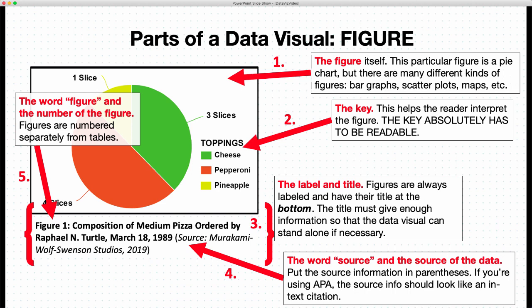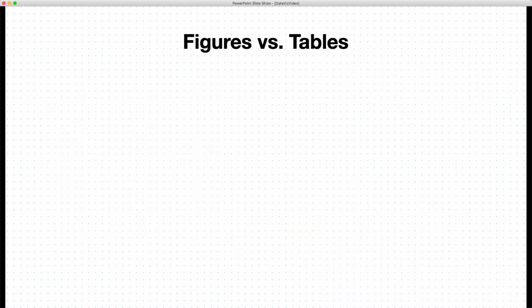Figures are numbered separately from tables. So if you have 2 tables in a document and 1 figure, you'd have table 1 and table 2 and figure 1. If you had 5 figures in a document and 2 tables, you'd have figures 1, 2, 3, 4, 5 and tables 1 and 2.